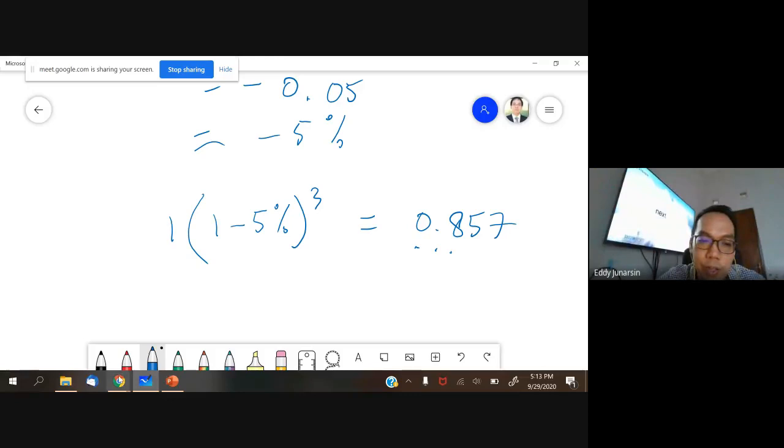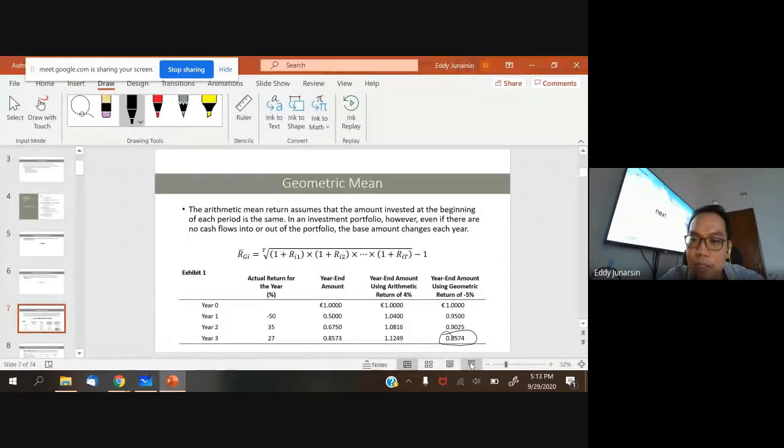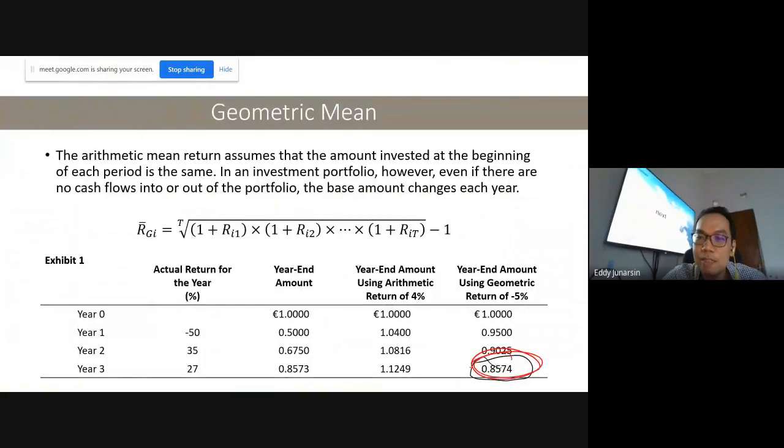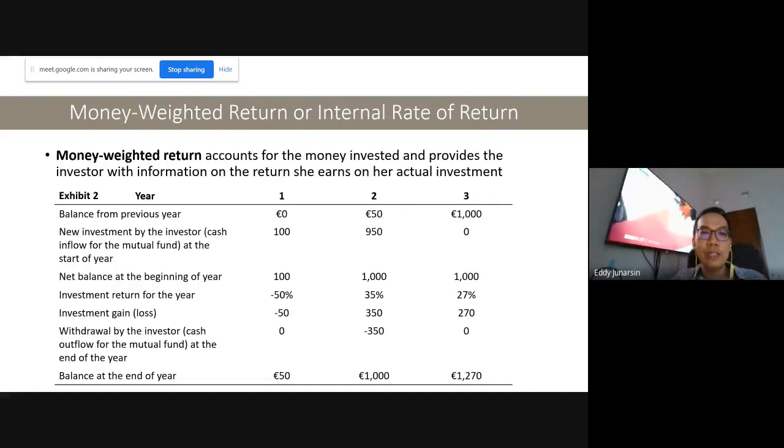Okay, so let's prove it. Is it true that our money, correct, right? See the amount of money? So that's why geometric return is more suitable for investment return calculation, the average return using geometric averaging instead of arithmetic. Any question about this? Very easy.